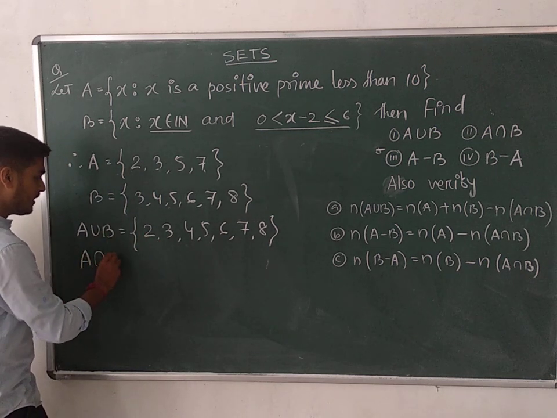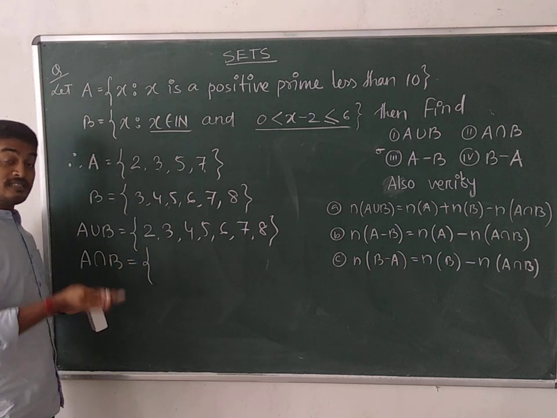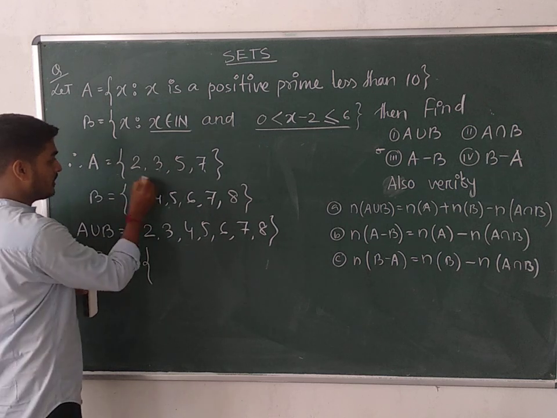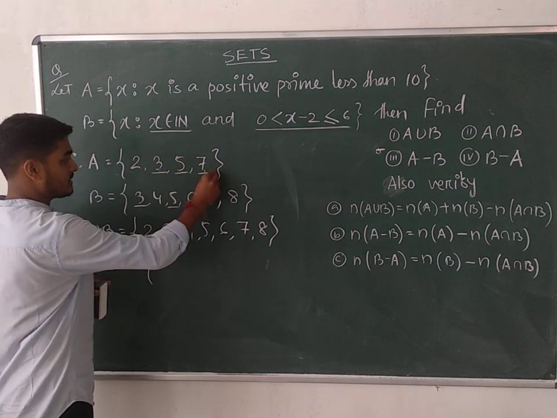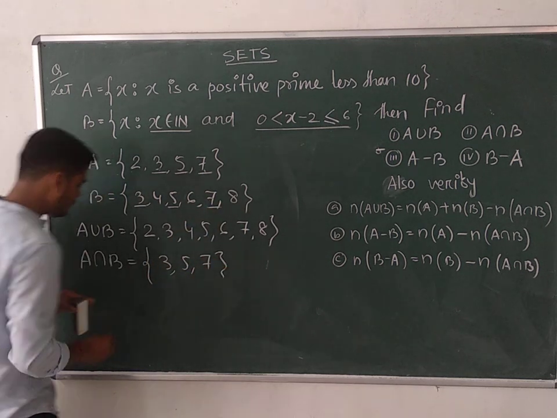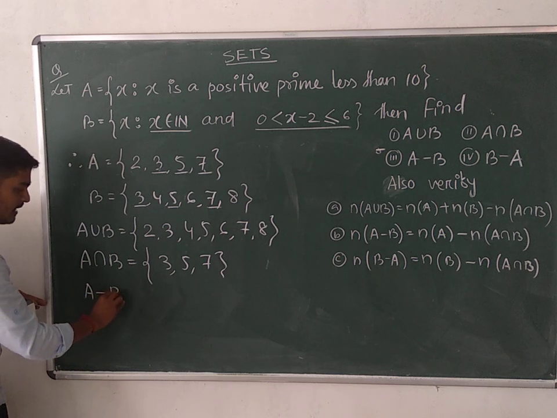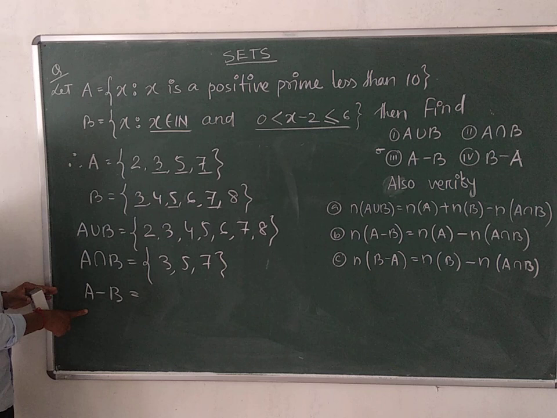Intersection means what? Do you have any idea? Intersection means you have to find the common elements, those that lie in both A and B. That means 3 lies in both, 5 lies in both, and 7. So what are the elements? 3, 5 and 7. What about A minus B? A minus B is very simple. You have to subtract the elements of B from A.